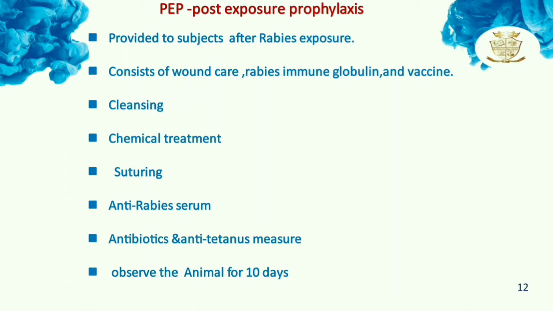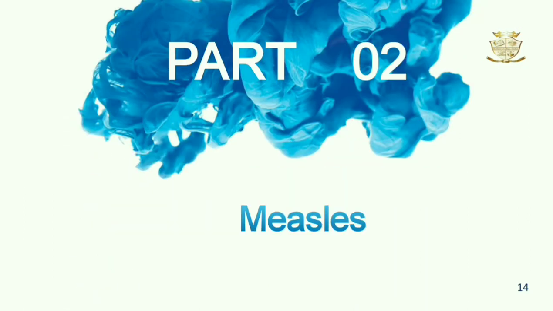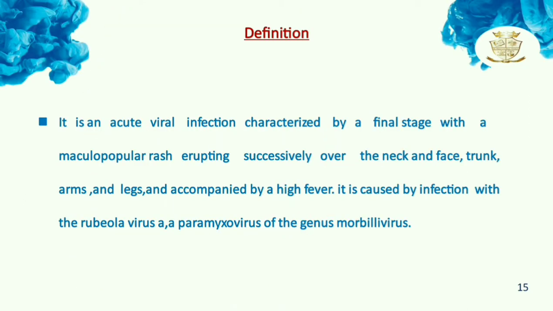Then let us see about measles. Measles is an acute viral infection characterized by a final stage with a maculopapular rash erupting successively over the neck, face, tongue, arms and legs, accompanied by a high fever. It is caused by infection with the measles virus, a paramyxovirus of the genus morbillivirus.